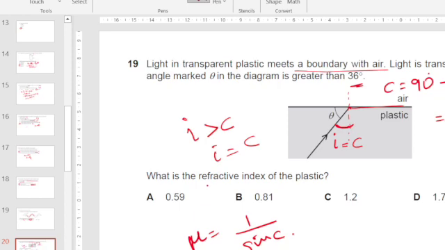And in the given question, they are asking the refractive index. So refractive index is equal to 1 by sine 54. If you do sine 54 in the calculator, you will get option C. 1.2 is the refractive index of plastic. Fine.